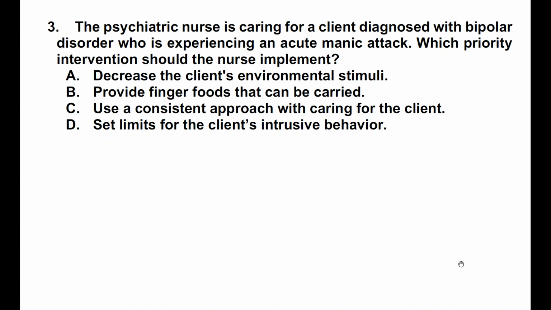Of course, we have to remember that in prioritizing this answer, we need to follow Maslow's hierarchy of needs, which is focused on physiologic before others. So, letter A, decrease the client's environmental stimuli, that is focused on safety and security. Letter B, that is focused on physiologic. Letter C, use a consistent approach with caring for the client, that is actually on safety and security. And then letter D, set limits for the client's intrusive behavior. That's also talking about safety and security.